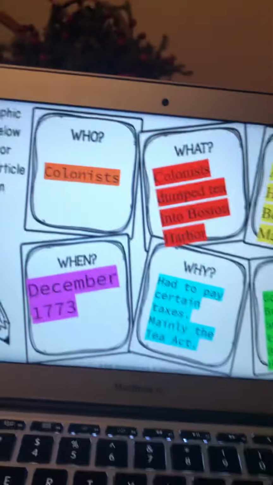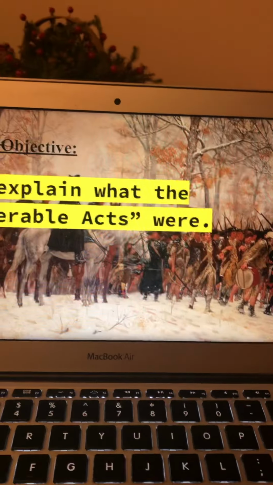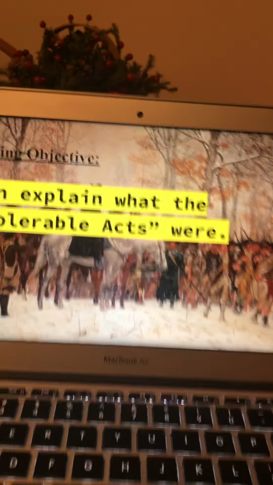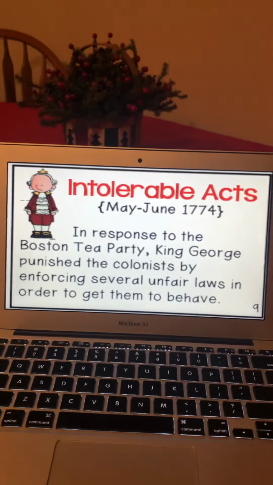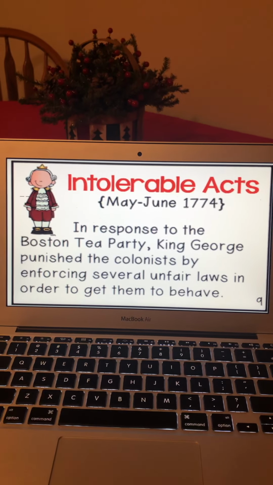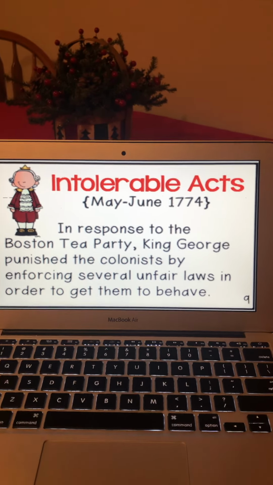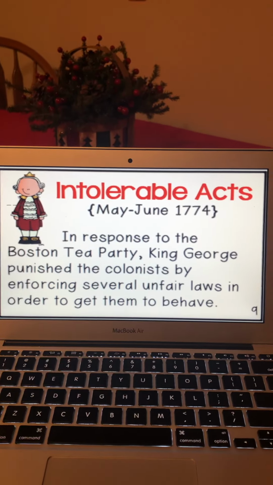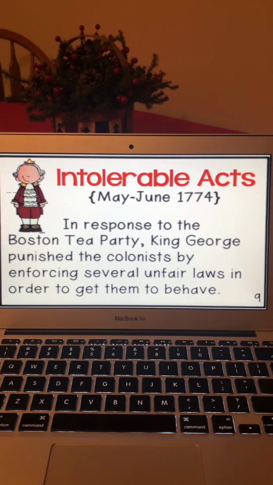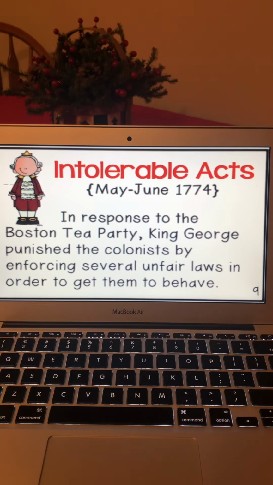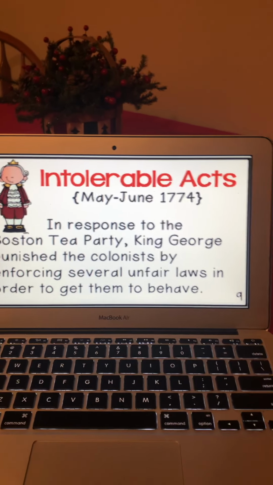Okay. Next, we're gonna be learning about intolerable acts today. The learning objective today is I can explain what intolerable acts were. Intolerable acts. In response to the Boston Tea Party, King George punished the colonists by enforcing several unfair laws in order to get them to behave. After the Boston Tea Party, King George heard about it, okay? He wanted to punish the colonists by enforcing several unfair laws in order to get them to behave.